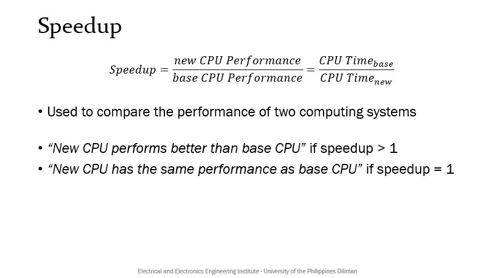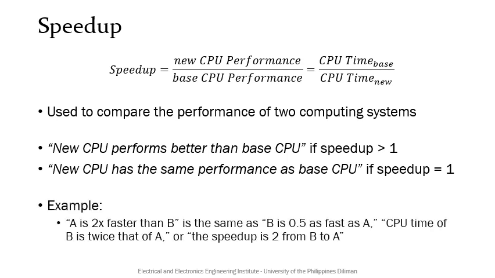There are different ways in which we can phrase or compare the performance of two systems in sentences. For example, A is 2 times faster than B is the same as B is 0.5 times as fast as A, CPU time of B is twice that of A, or the speedup is 2 from B to A.